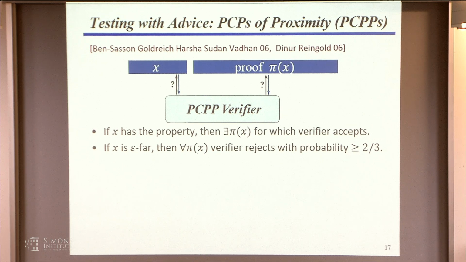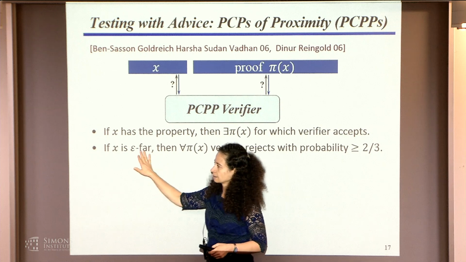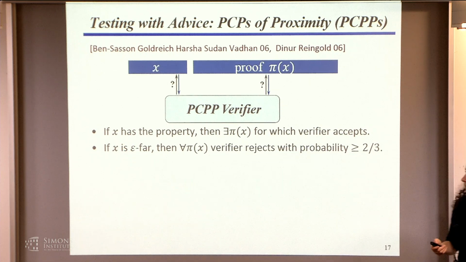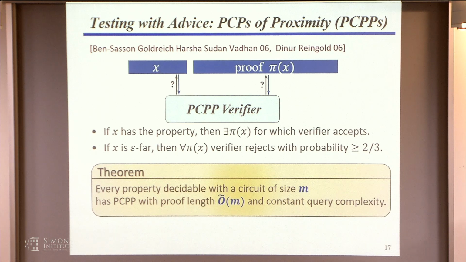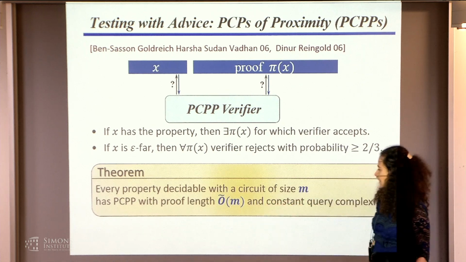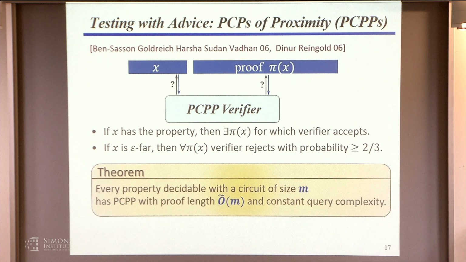Okay, and we don't care what happens on the inputs which are in between, so between the property and epsilon far from the property. So what they showed is that every property which is decidable with a circuit of size m has a PCP of proximity of length roughly linear in m and constant query complexity. So in other words, question?